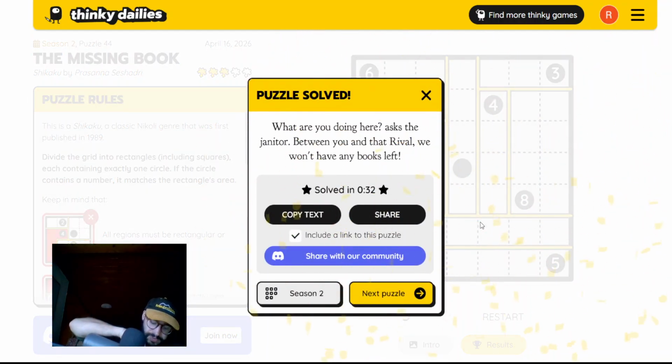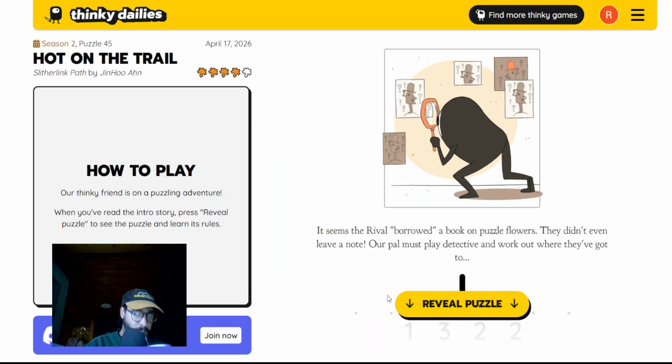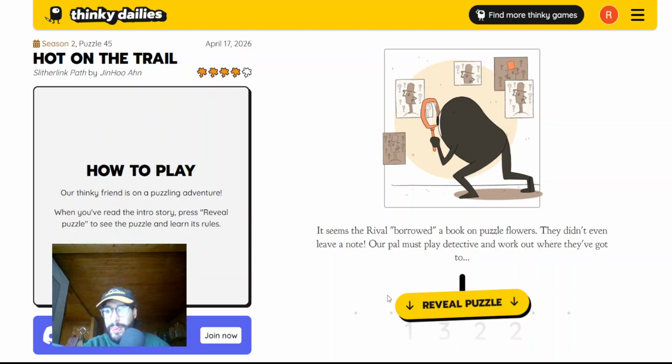Let's refill our mate. Okay, now we are gaining some speed, guys. What are you doing here as the rival janitor? Between you and the rival, we won't have any books left. Okay, what's going on here? It seems the rival borrowed a book of puzzle flowers. I would love to read that puzzle book. They didn't even leave a note. Our pal must play detective and work out where they've got to.